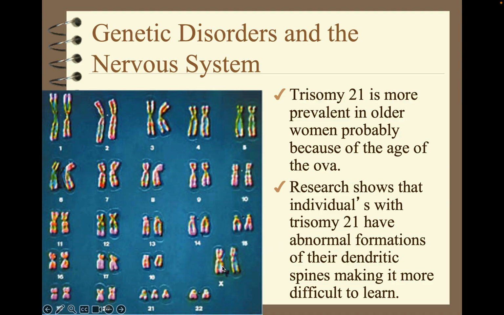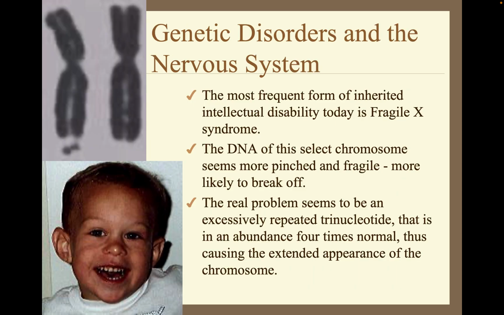And this is a female. These are X chromosomes. This is the 23rd pair. Trisomy 21 is more prevalent in older women, probably because of the age of the ova. Research shows that individuals with trisomy 21 have abnormal formations of their dendritic spines, making it more difficult to learn.